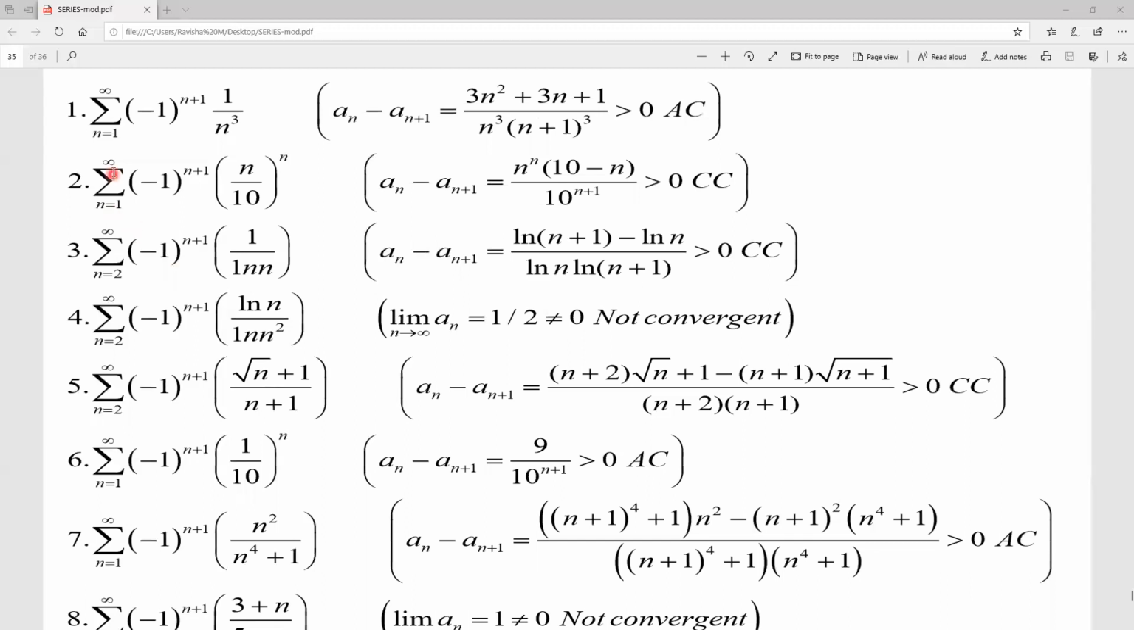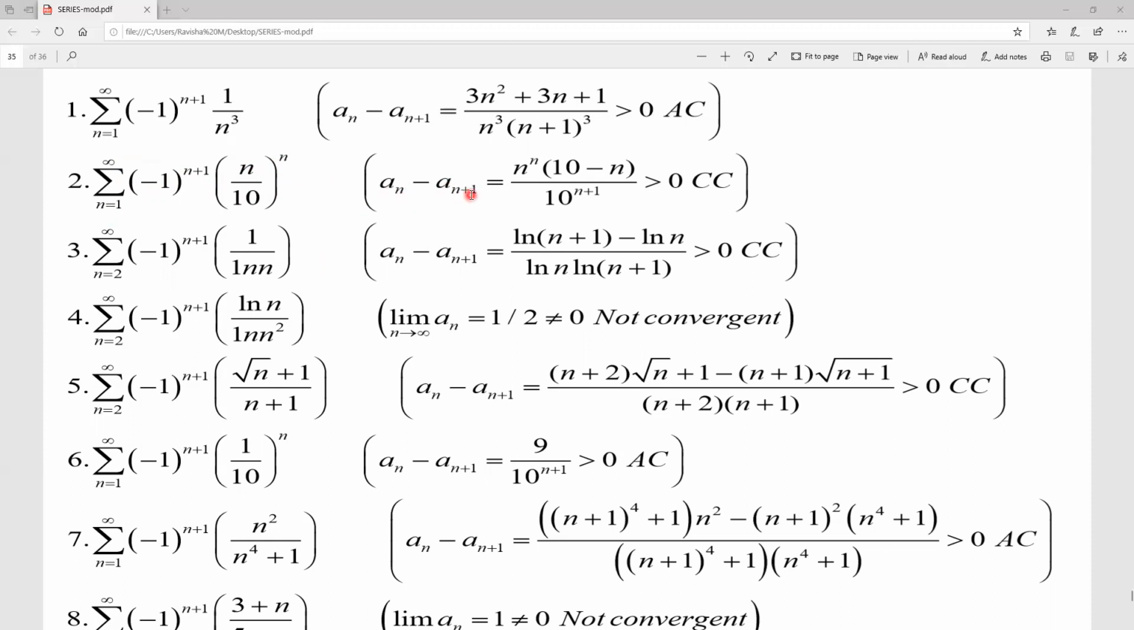Sum of n equals 1 to infinity of (-1)^(n+1) times n by 10 to the power n. So the nth term is n by 10 to the power n. When n increases, the nth term is positive for all n greater than or equal to 1. The first condition is verified. Let us take the second condition of Leibniz's test.